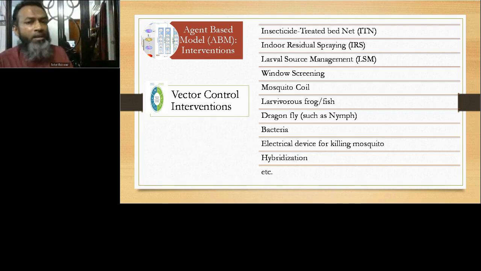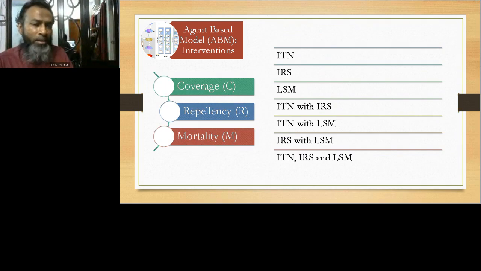IRS is the aerosol spray which we normally use. Larval source management is a concept where the aquatic habitats are given insecticide so that we can control mosquitoes and so on. So in our case, we used ITN, IRS, LSM, and different combinations thereof. So different combinations have been used, and the three main parameters that we have to use in our logic for intervention are coverage, repellency, and mortality.